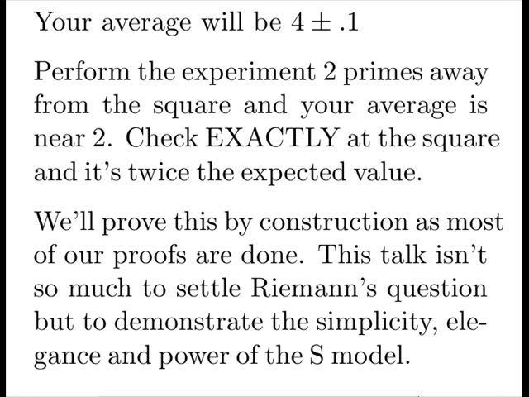Perform the experiment 1 or 2 primes away from your square, and your average will be near 2. Check exactly at the square, and it's twice the expected value. We'll prove this by construction, as most of our proofs are done. This isn't so much to settle Riemann's question, but to demonstrate the simplicity, elegance, and power of the S model.